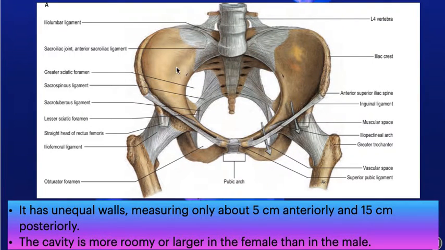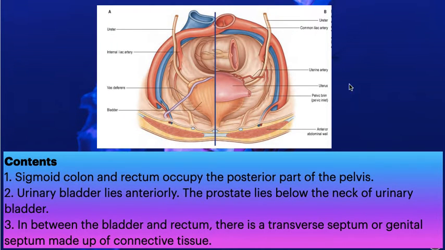It has unequal walls. We have spoken about how the lateral pelvic wall is formed, measuring only about 5 centimeters anteriorly and 15 centimeters posteriorly. The cavity is more roomy or larger in females than in males. You are aware of this. Very important contents of the pelvic cavity: we have the sigmoid colon and the rectum occupying the posterior part of the pelvis. We have the bladder lying anteriorly, and the prostate lying at the neck of the urinary bladder. In between the bladder and the rectum, there is a transverse septum or genital septum made up of connective tissue in males.